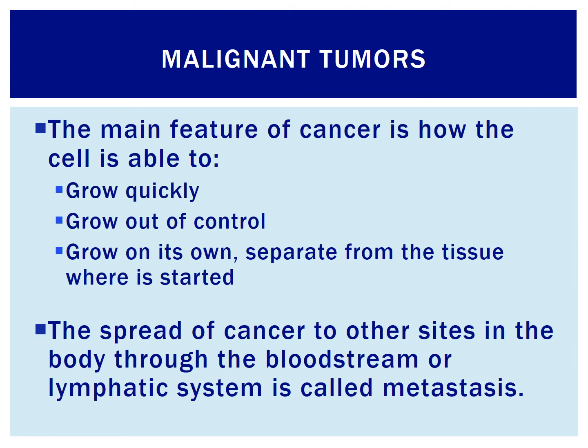What separates cancer cells from other cells is their ability to grow quickly, grow out of control, and grow on their own, separate from where the cancer started. While cells in a benign tumor can grow quickly and out of control, cancer cells are able to spread to other parts of the organ or body. When cancer cells move to other sites or organs in the body through the bloodstream or lymphatic system, it is called metastasis.